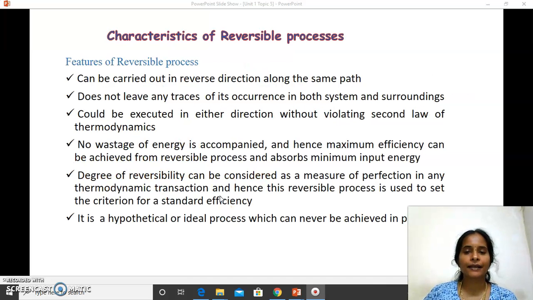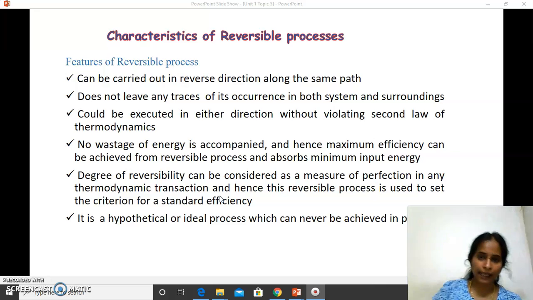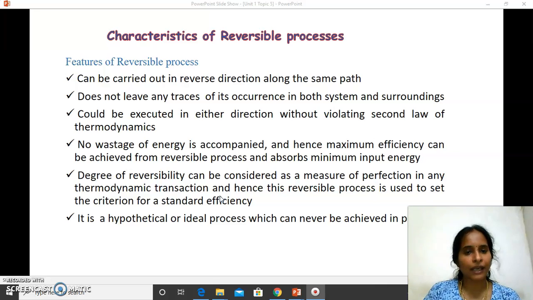Okay, characteristics of a reversible process. It can be carried out in the reverse direction along the same path, and it should not leave any traces of its occurrence in both the system and the surroundings. And it could be executed in either direction, forward as well as reverse, without violating the second law of thermodynamics, which we will discuss later. And no wastage of energy is accompanied.